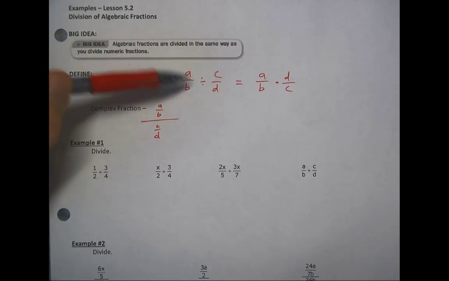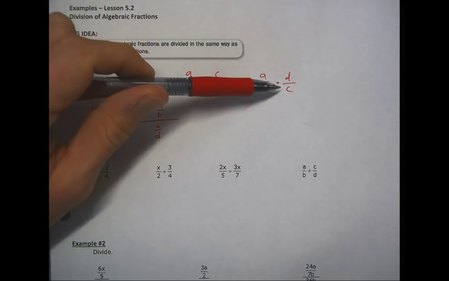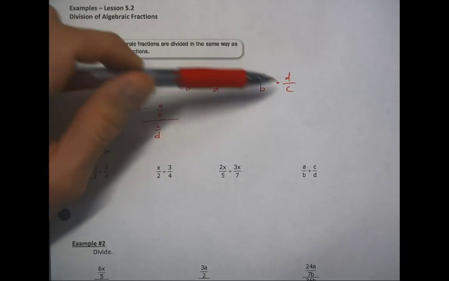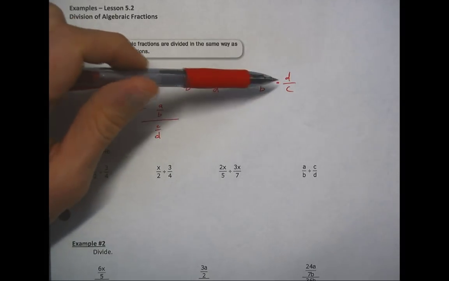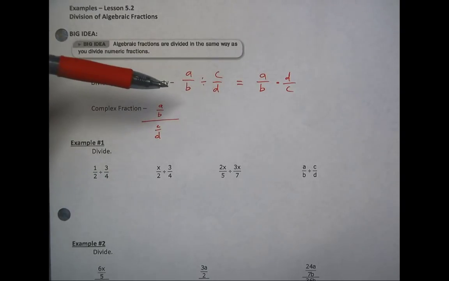What do we do to divide fractions? You keep the first one the same. You flip the second one so it becomes D over C, and you change division to multiplication. So you multiply by the reciprocal instead of dividing.